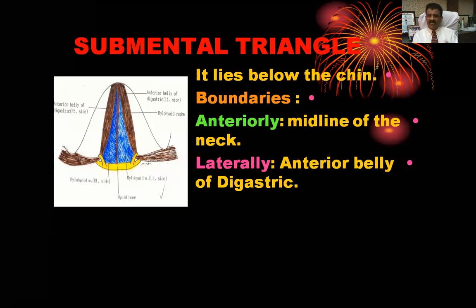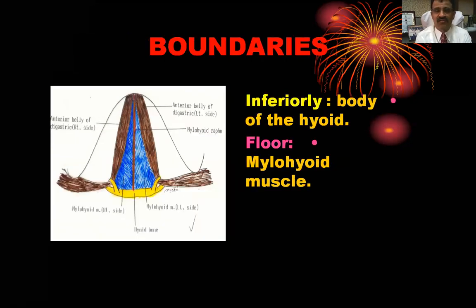The boundaries of the submental triangle are: anteriorly it is bounded by the midline, and laterally by the anterior belly of the digastric muscle. And the base, inferiorly, is the body of the hyoid bone. In this diagram you can see the submental triangles of both sides. This one is the midline, this triangle is on the right side and this triangle is on the left side. So these are the three boundaries of this triangle.